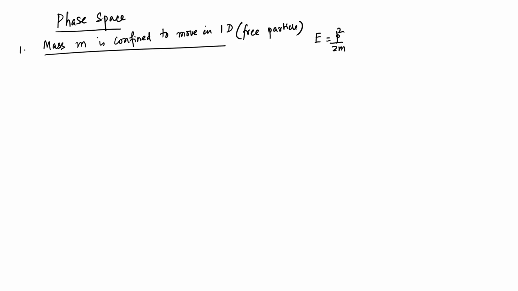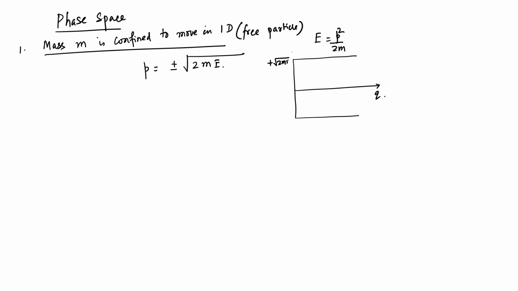So, this tells you that if you want to know the phase space of this particle, which is confined to move in 1D, p becomes equal to plus or minus the square root of 2mE, so there are these two values. This is your x, or q, whatever you want to call it. This is plus root 2mE, and this is minus root 2mE, and this is the p axis. So, it is a p-q plane, and we are just talking about one particle.